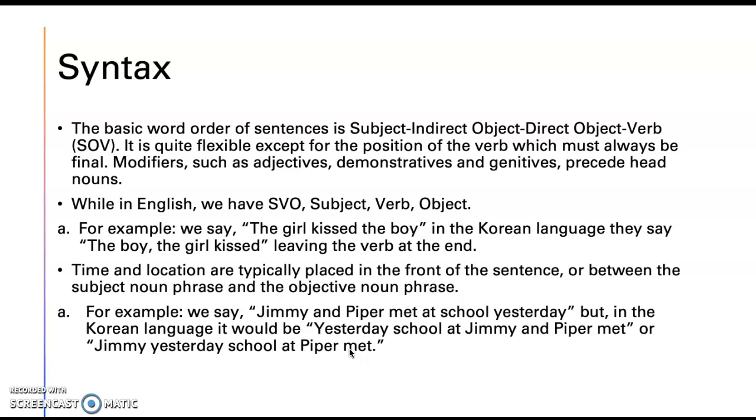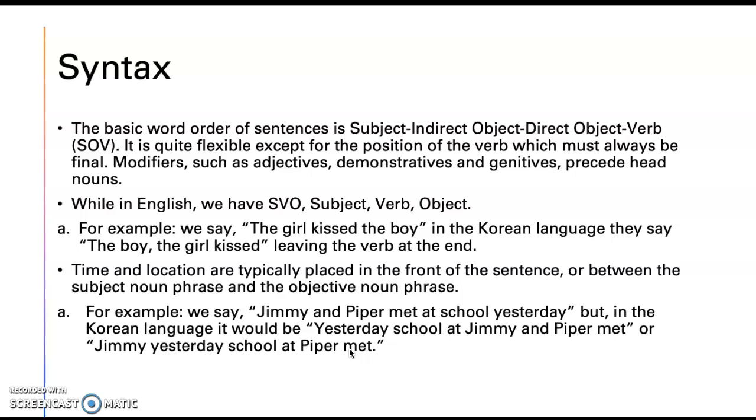Syntax. The basic word order of sentences is subject, indirect object, direct object, verb, or SOV. It is quite flexible except for the position of the verb, which must always be at the end of the sentence. Modifiers such as adjectives, demonstratives, genitives precede head nouns. While in English we have SVO, or subject, verb, object. For example, we say, the girl kissed the boy. In the Korean language, they say, the boy, the girl kissed, leaving the verb at the end.